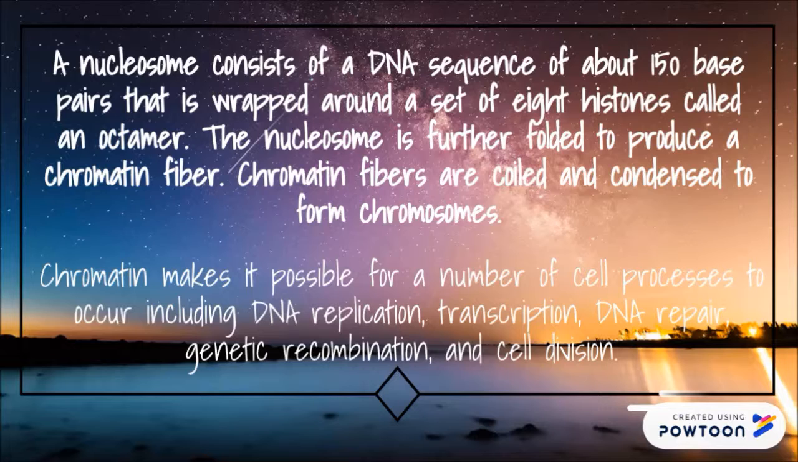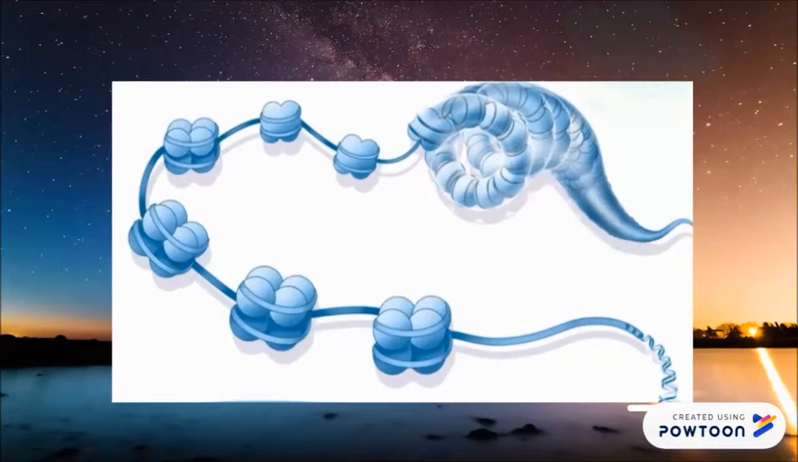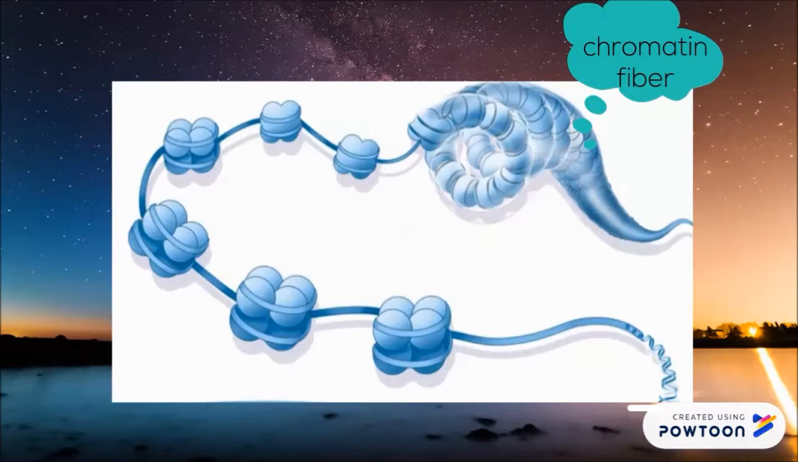Chromatin makes it possible for a number of cell processes to occur, including DNA replication, transcription, DNA repair, genetic recombination, and cell divisions. The figure shows the chromatin fibers.